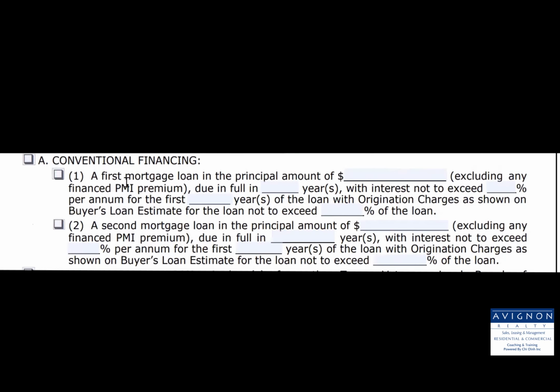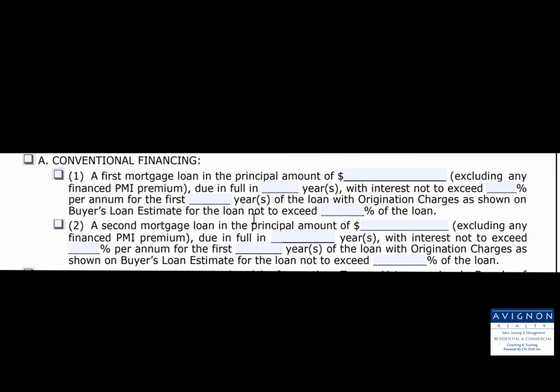And you see here, there's number 1 and 2. First is a first mortgage loan and the principal amount of, and this is the amount of loan that the buyer would be financing, excluding any financed private mortgage insurance premium, due in full in X amount of years with interest not to exceed X percent per annum for the first number of years. The loan with origination charges as shown on buyer's loan estimate for the loan not to exceed X percentage of the loan.